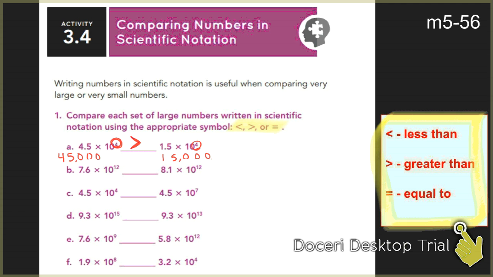So now that you've seen one done, you're going to have some time to go ahead and work and do B through F. You're going to have 4 minutes on the timer, and then afterwards we'll partner share and then go over it and move on to our next step. Ready, go.